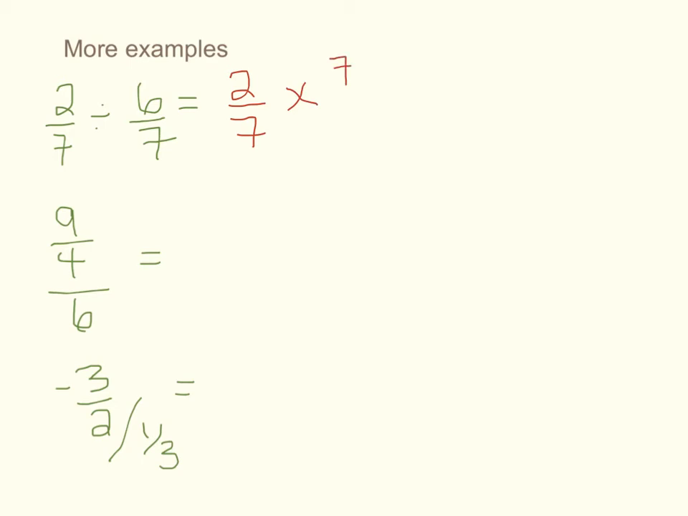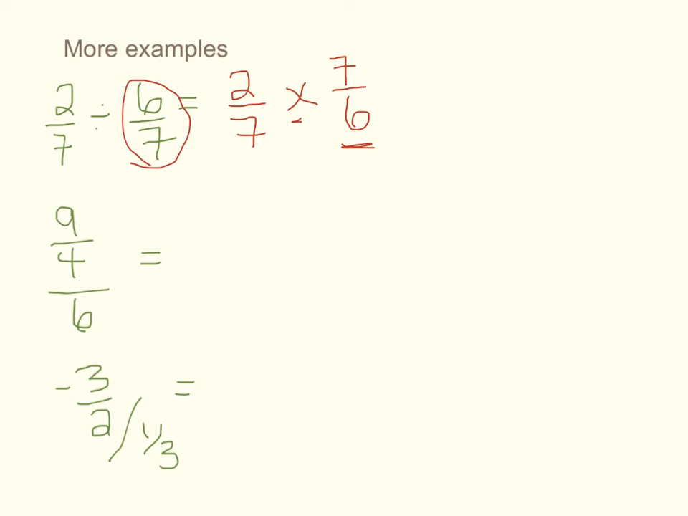So I'll change the second fraction here. I took the reciprocal of it, so I flipped it and I changed my sign to multiplication. So now I have 2 over 7 times 7 over 6. So now I want to see, can I cross-cancel? I can. So 2 and 6 have common factors.